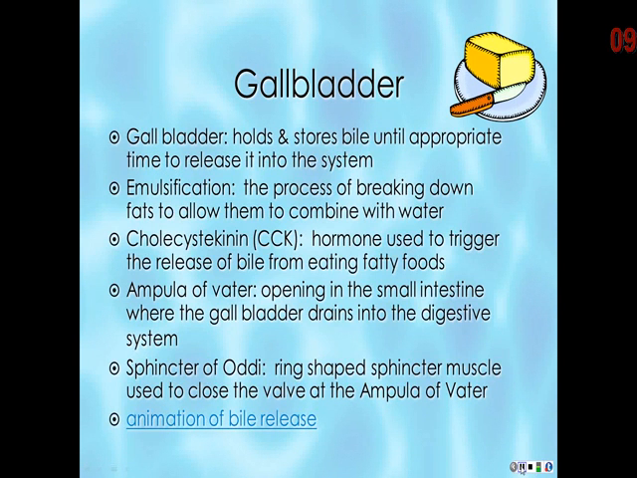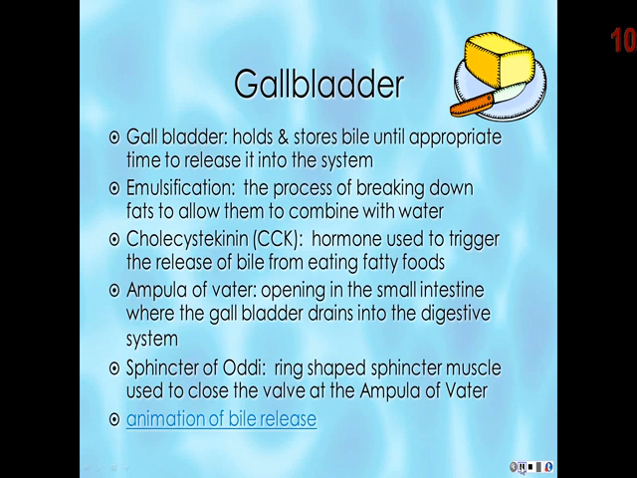The release of bile is triggered by cholecystokinin. The ampulla of Vater is the opening in the small intestine where the gallbladder connects to the small intestine and is involved in digesting food. The sphincter of Oddi is the ring-shaped sphincter muscle used to close the valve at the ampulla of Vater.